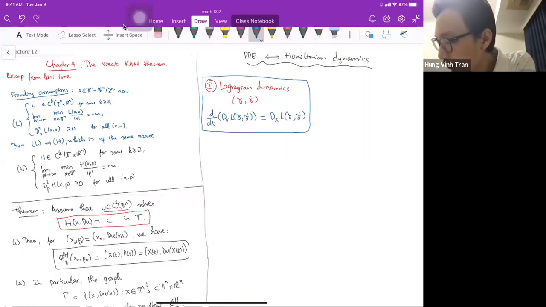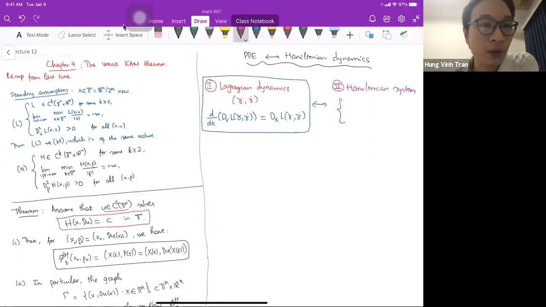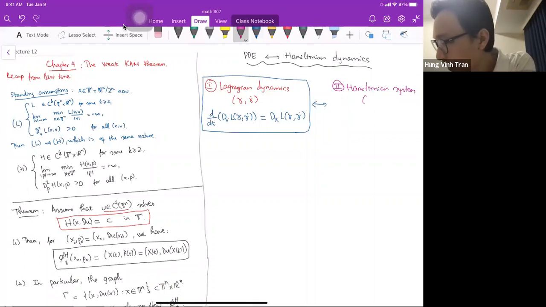Then, in the previous few chapters, we also talked about its relation to the second object, which is the Hamiltonian system. This is a system of ODEs, 2n equations. The unknowns are x and p. Again, x is gamma, and p is a generalized momentum. You have x dot equals d_p H(x,p), and p dot equals minus d_x H(x,p). So that's our second object.